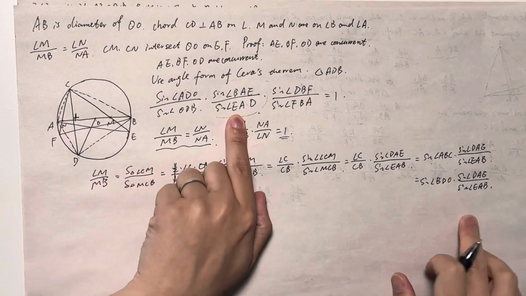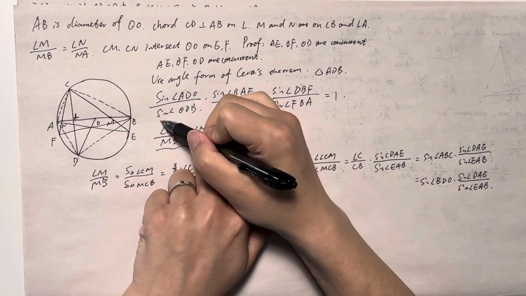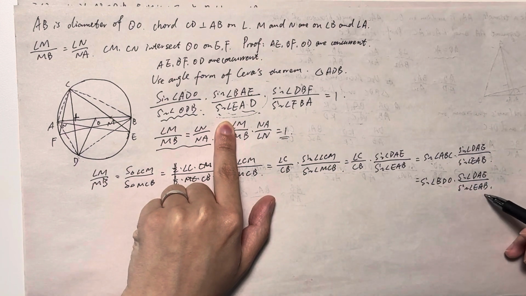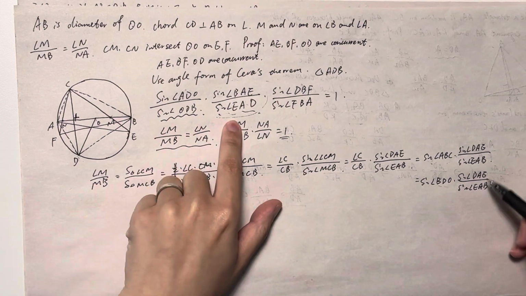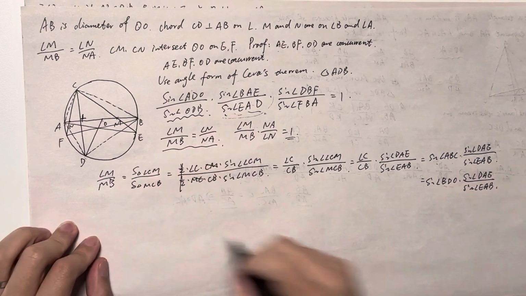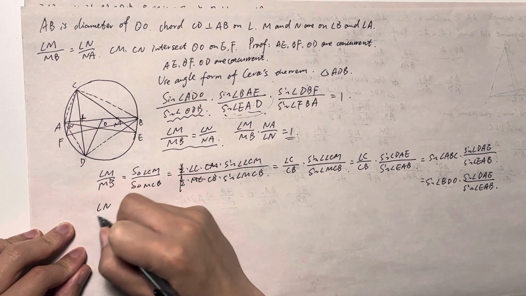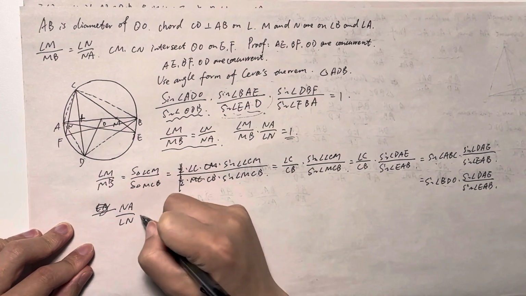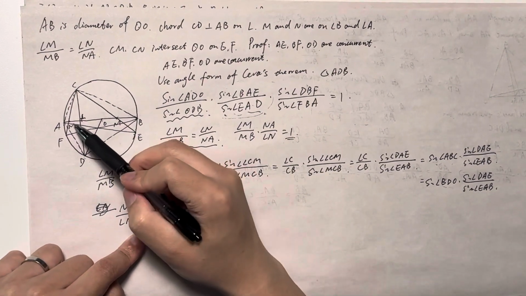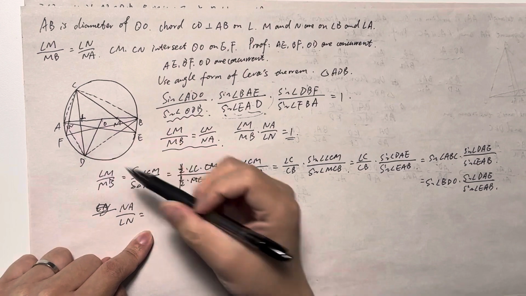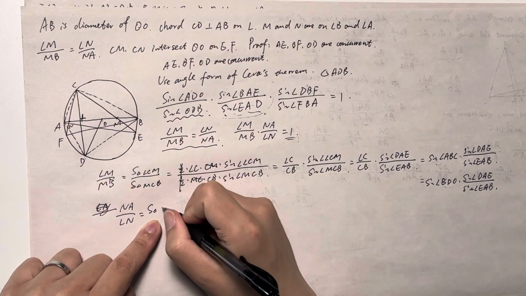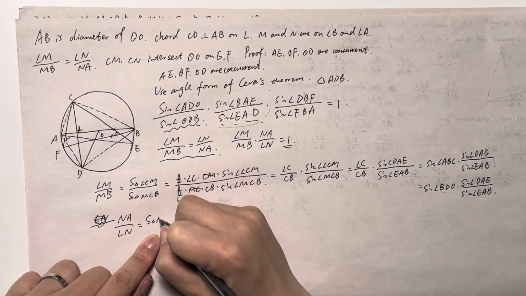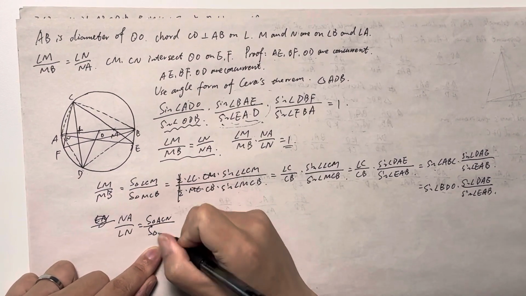Now we look at this. We have BDO, which is here. We have this term, which is flipped here. That means we are on the right path. We just need to find NA divided by LN, right? NA divided by LN equals the triangle area ACN divided by the triangle area NCL.